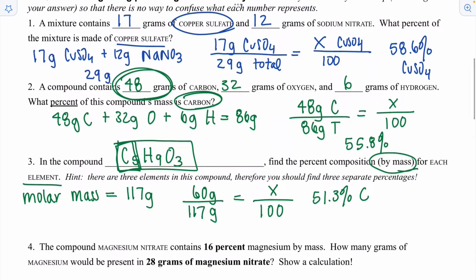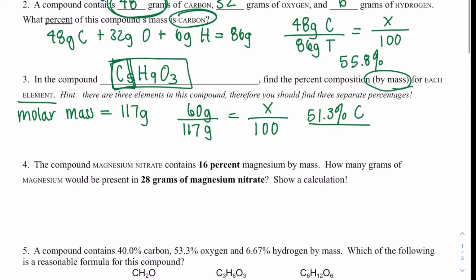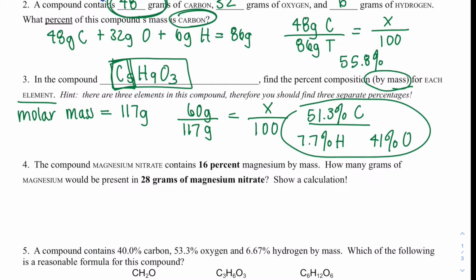I've shown you how to do carbon, so pause for a moment and find the percent composition of hydrogen and oxygen. When you're done, come back for the answer. The percent hydrogen is 7.7%, and the percent oxygen is 41%. And if you add these three numbers together, you will get 100%.